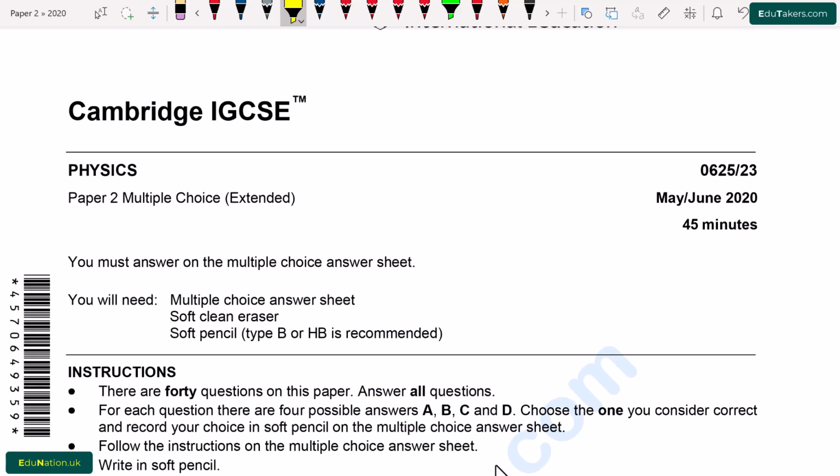Today we are going to solve Cambridge IGCSE Physics Paper 2, Multiple Choice Extended, held in May-June 2020, and the paper code is 0625 with variant 23. So let's start from question number 1.